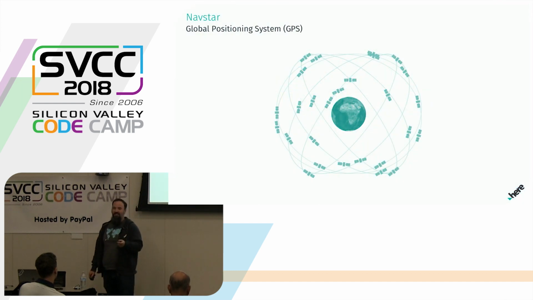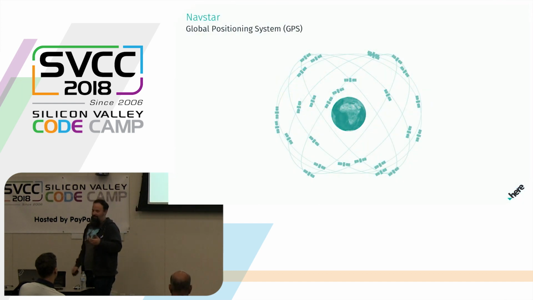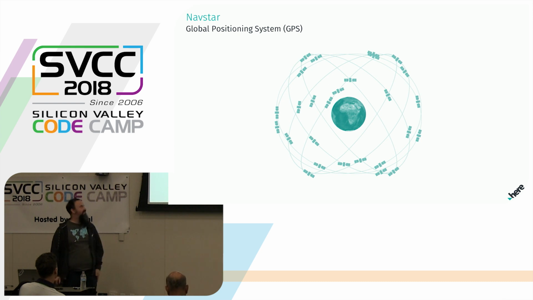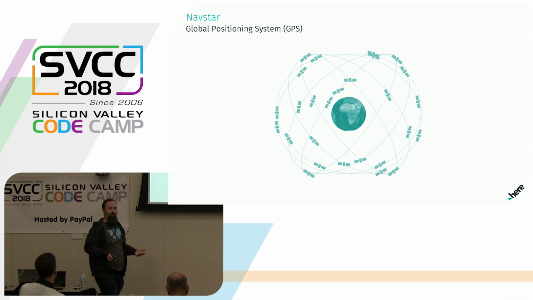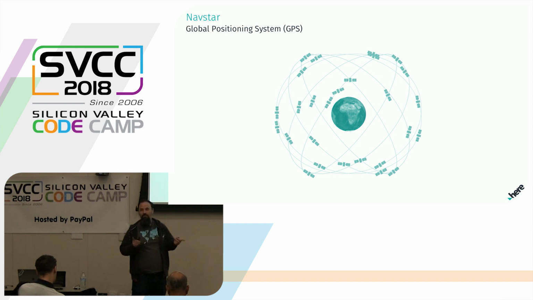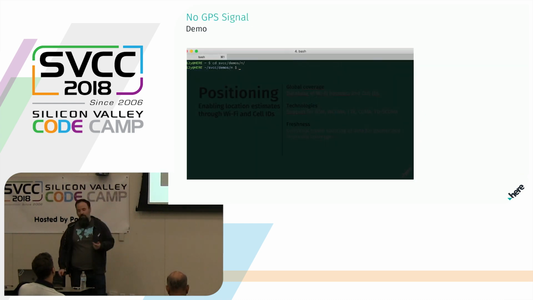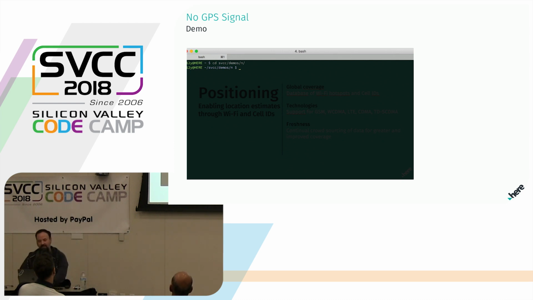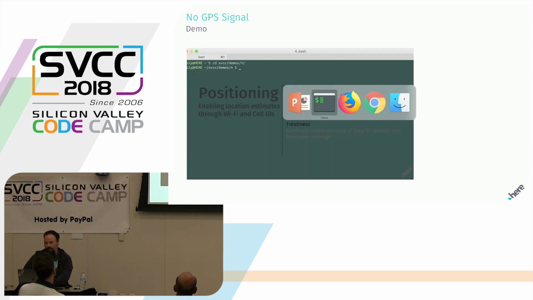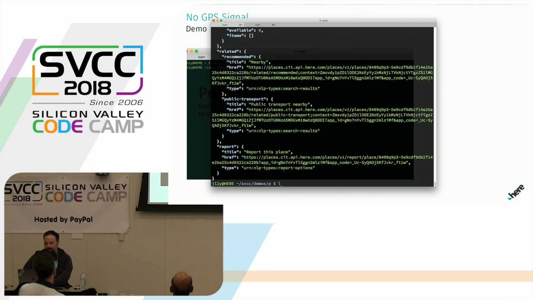So GPS, originally under the umbrella of Navstar, put a bunch of satellites in the sky, a lot of space junk. But in order to, of course, figure out where you are on the globe, you need to be able to triangulate with more than one of them. So also, what happens if you have no GPS signal? So for example, I don't know about anyone else in this room, but my MacBook does not have a GPS in it. So you may be wondering how exactly you get locations. So I'm going to show a little bit of a demo here.